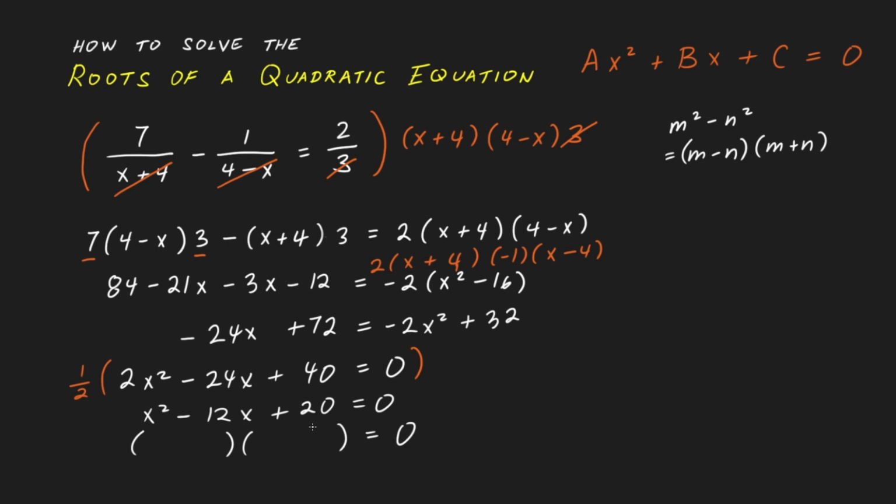So can you think of two numbers that will multiply to 20 that will also add up to minus 12? How about minus 2 and minus 10? Right there. There we go. We just got it factored out. All right. So our roots are x is equal to 2 and x is equal to 10. And that is our final answer.